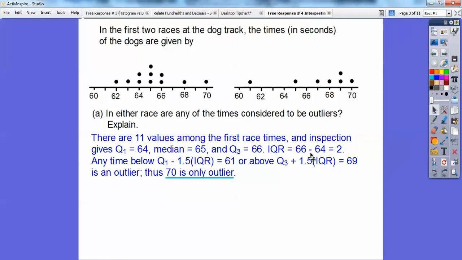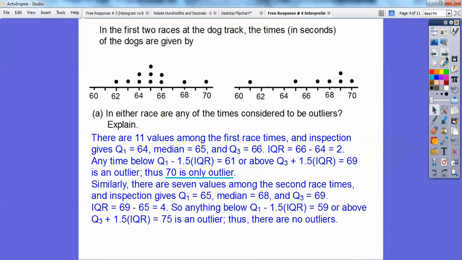Any time that's below quartile 1, so 64 minus 1.5 times 2, I get 61. There are no numbers below 61, or above quartile 3, which is 66 plus 1.5 times 2 equals 69. I do have one number above that, so 70 is considered an outlier in the first race. Let's do the second race, you guys.